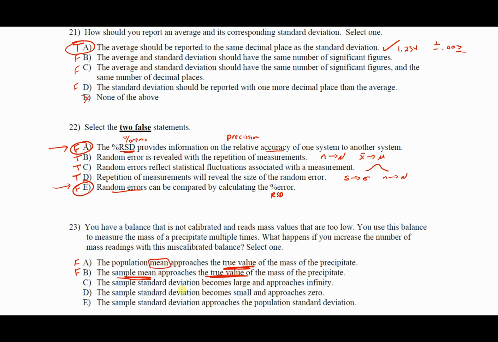The sample standard deviation becomes large and approaches infinity. I don't even know what that means. I made that up. Sounds pretty good, but I needed something else to put in there. The sample standard deviation becomes small and approaches zero. Totally made that one up to balance off the one above it. And the sample standard deviation approaches the population standard deviation, yes.